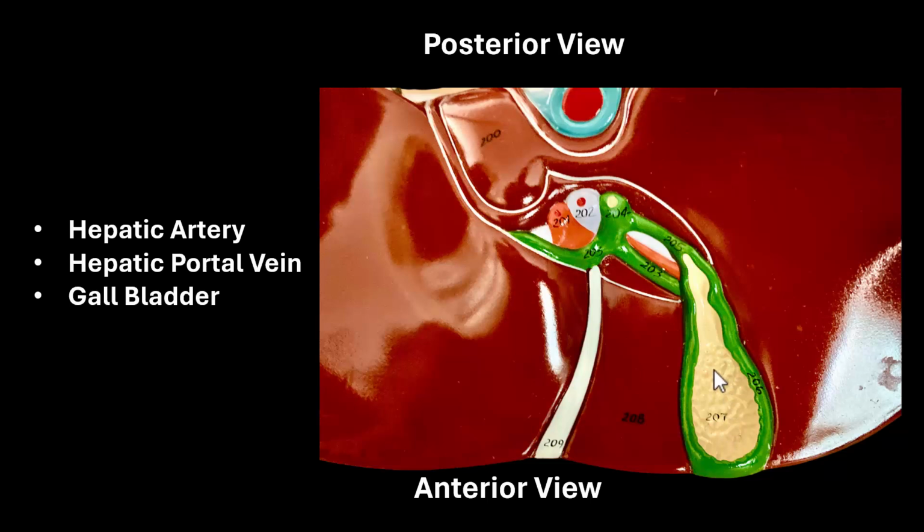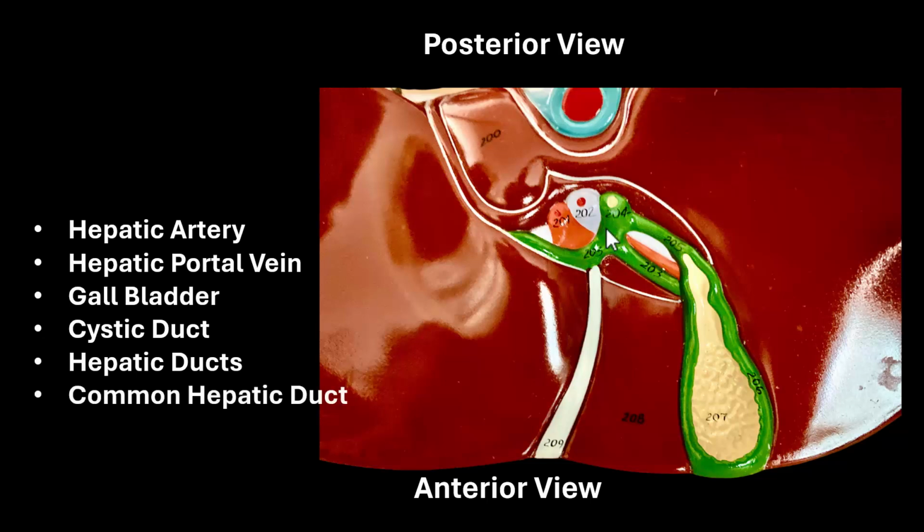So, the duct coming off of the gallbladder is the cystic duct. Here we have the hepatic ducts, and then they combine to form the common hepatic duct right here. And then the cystic duct and the common hepatic duct combine to form the common bile duct. Now I have another video that just goes over that, and you can find that on my YouTube channel.